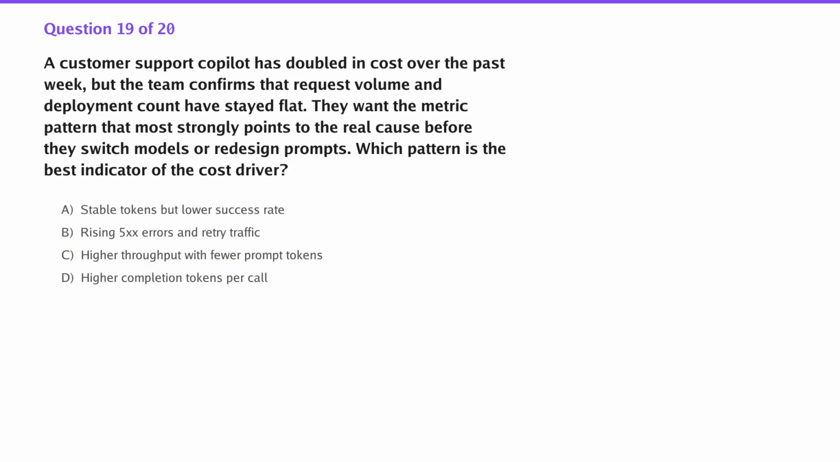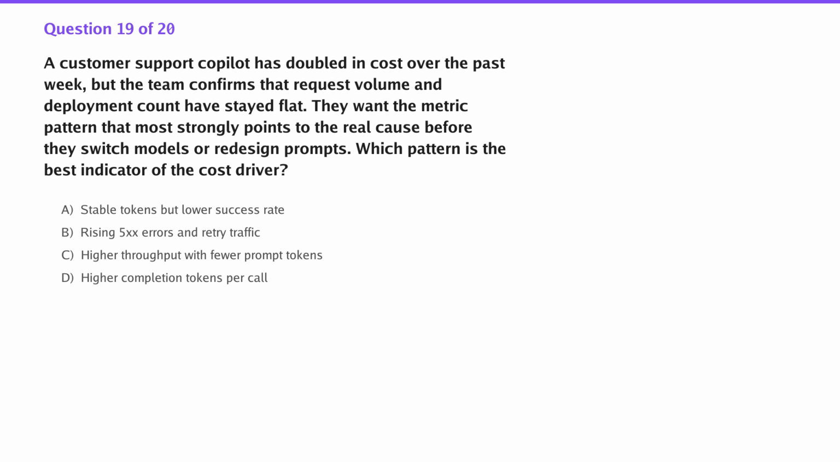A customer support copilot has doubled in cost over the past week, but the team confirms that request volume and deployment count have stayed flat. They want the metric pattern that most strongly points to the real cause before they switch models or redesign prompts. Which pattern is the best indicator of the cost driver?